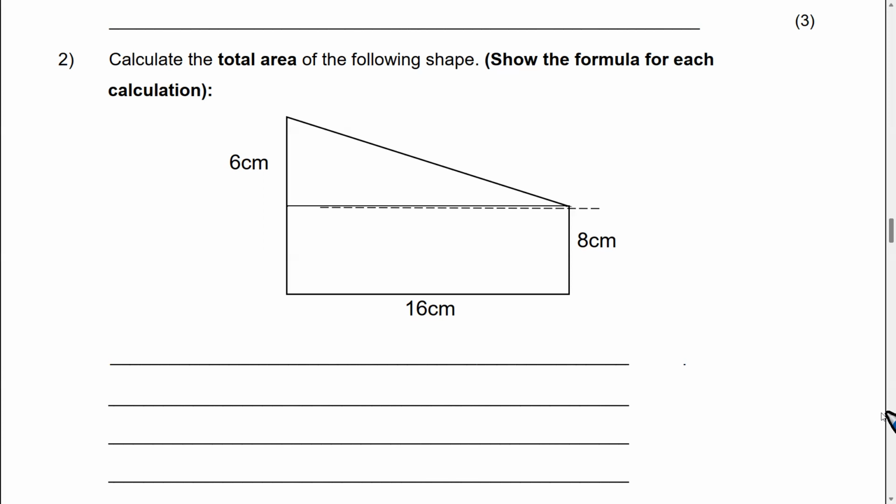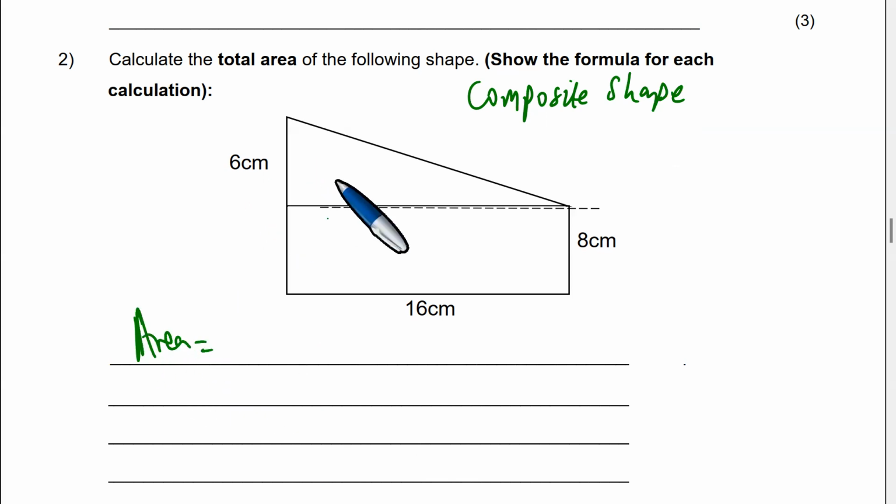All right. Obviously, to find the total area of the following shape, what you need to do is perform a couple of computations. But you can see that this is called a composite shape. And therefore, this means the area is the area of the triangle, which is half base by height, plus length by breadth.